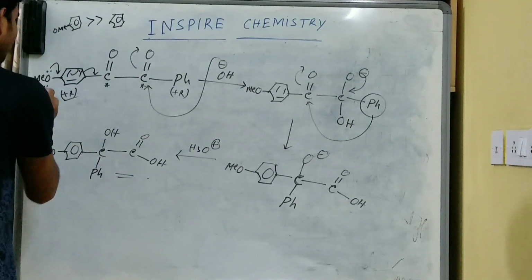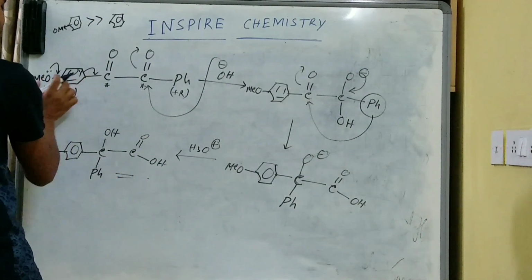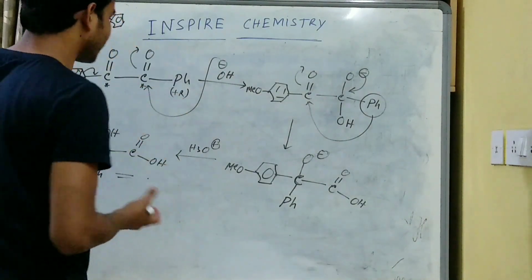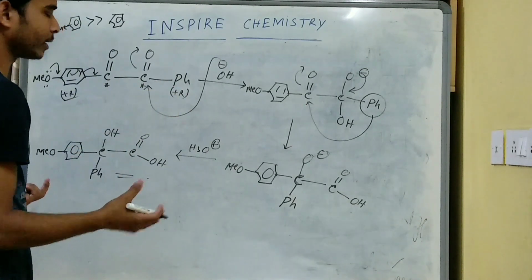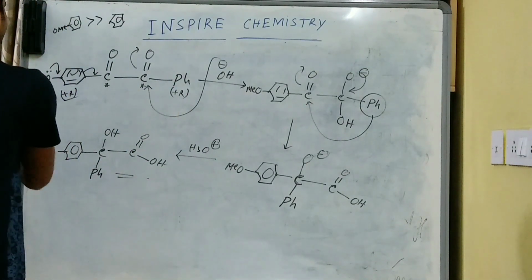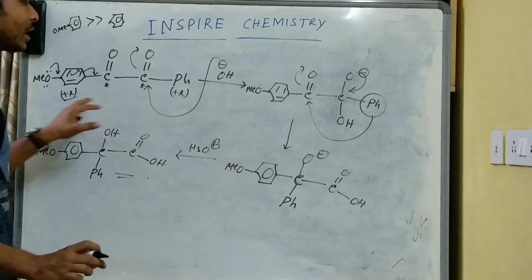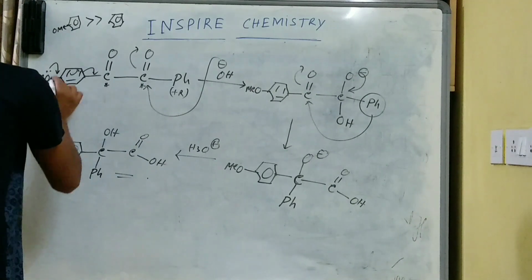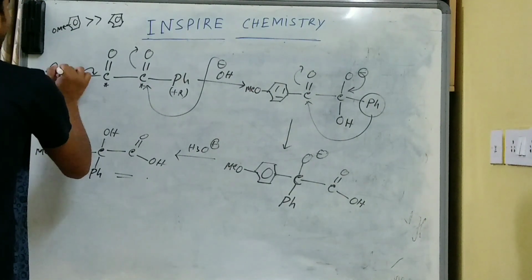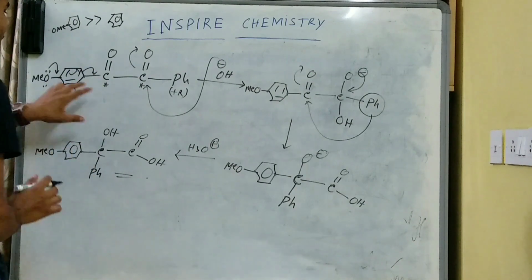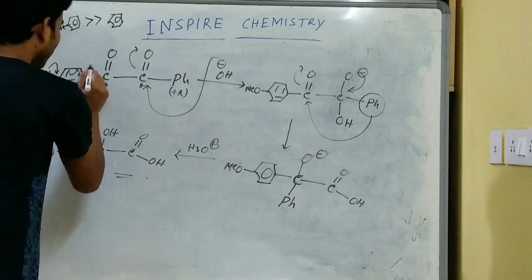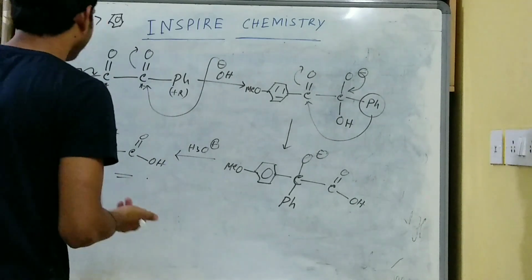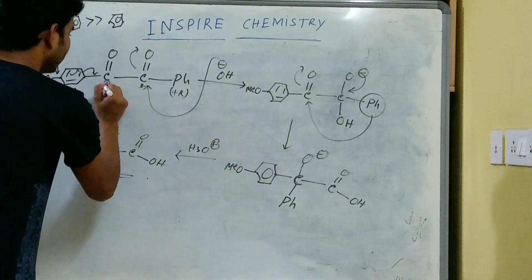In this case we see that on one side there is a phenyl group with an OMe group at the para position, and on the other side only a phenyl group is present. We know that the phenyl group has a plus R effect, but the phenyl with para OMe has more plus R effect than the phenyl. So the lone pair of electrons goes into resonance with the benzene ring, and the double bond will be in conjugation with the carbonyl carbon. So it is less electrophilic.